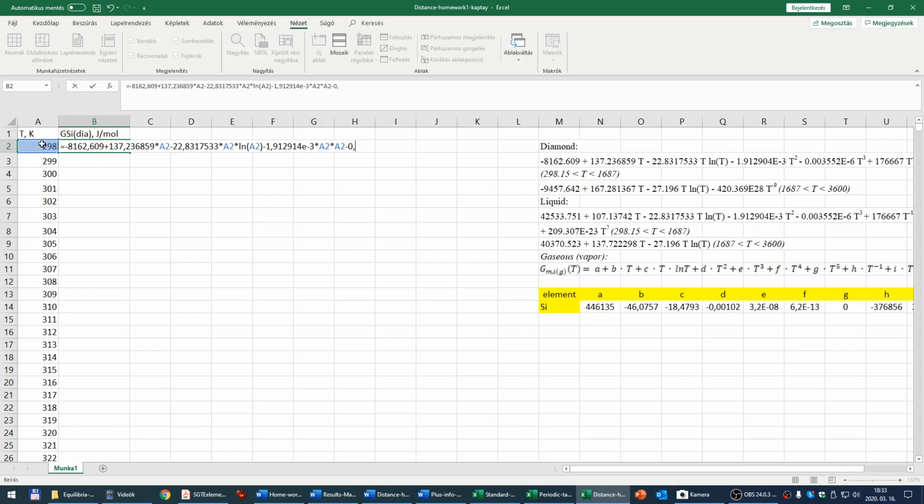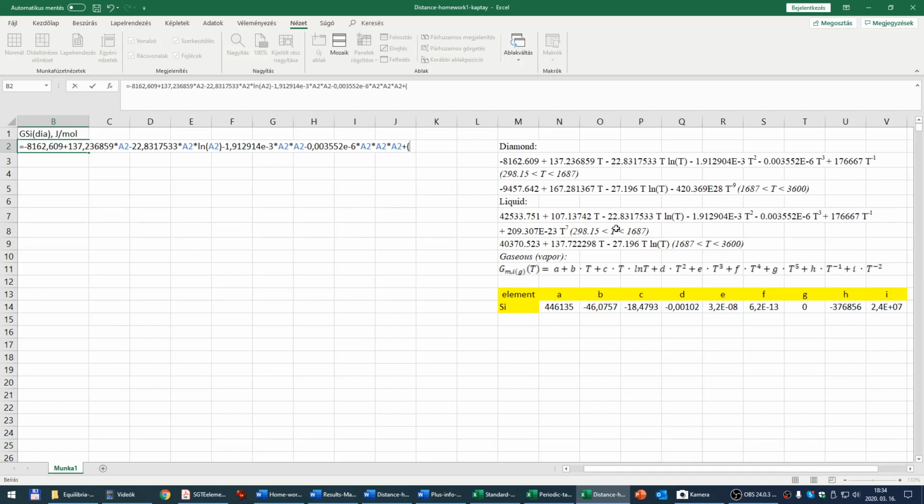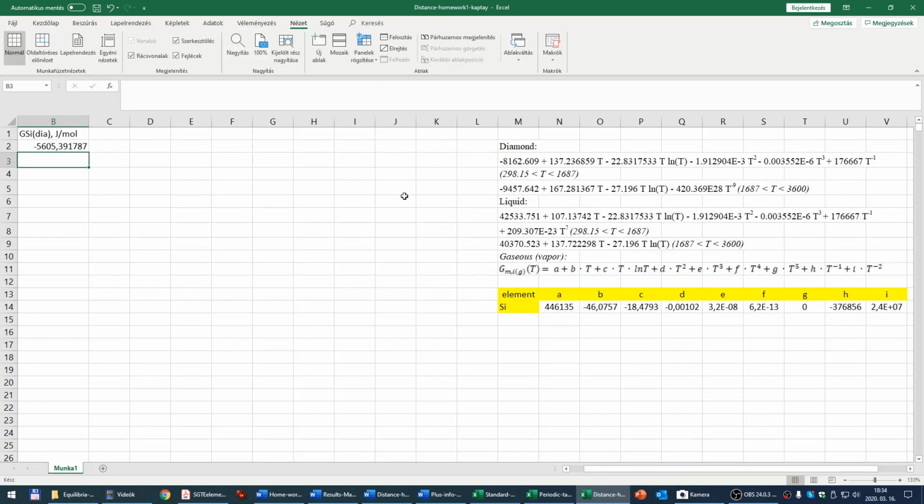minus 0.003552 times 10 to the power of minus 6 times temperature times temperature times temperature, meaning temperature cube, plus, okay, and this is a little bit missing, 10 to the power minus 1 is here, so plus 176,667 divided by the same A2, which is our temperature.